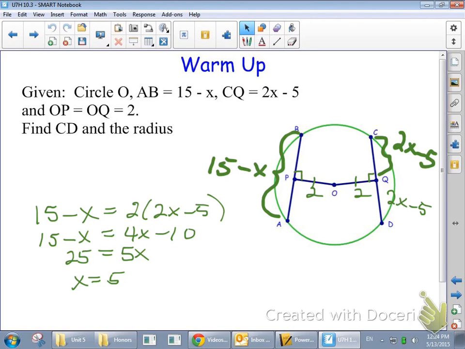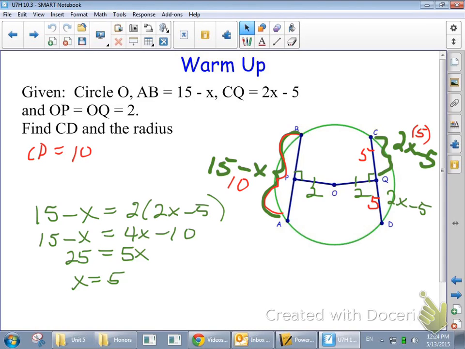But that's not quite what we're looking for. We need to find CD. If I plug that 5 in for the x up here, I get 2 times 5, which is 10. 10 minus 5 is 5. So that segment right there is 5, this segment would be 5 here, and then this whole segment here would be 10. So CD would equal 10.